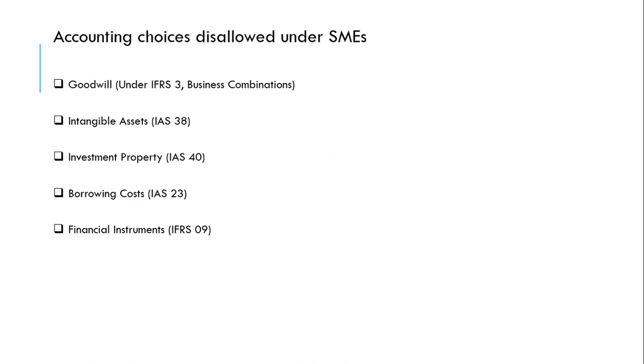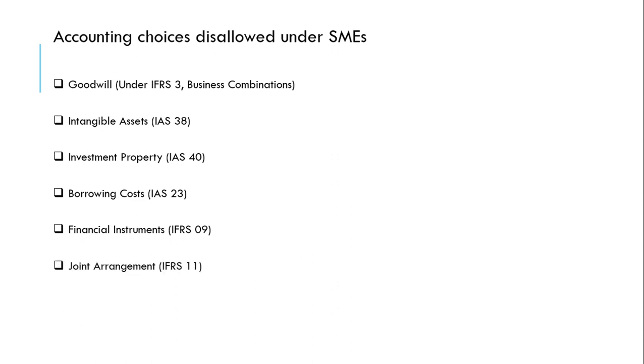There are numerous simplifications with regard to financial instruments. These include, firstly, measuring most debt instruments at amortized cost. Secondly, recognizing most investments in shares at fair value with changes in fair value recognized in profit or loss. If fair value cannot be measured reliably, then the shares are held at cost less impairment.